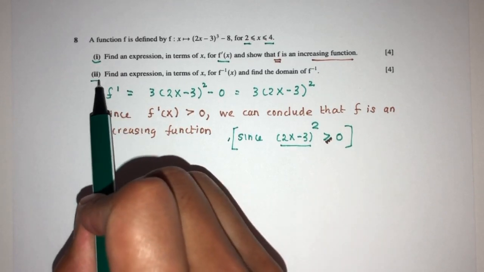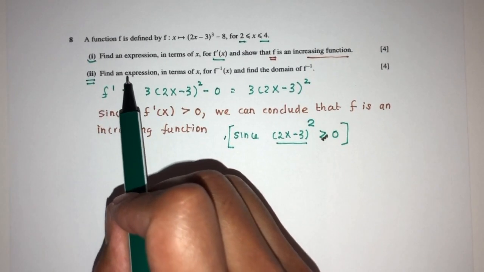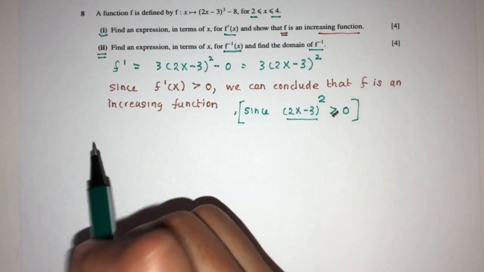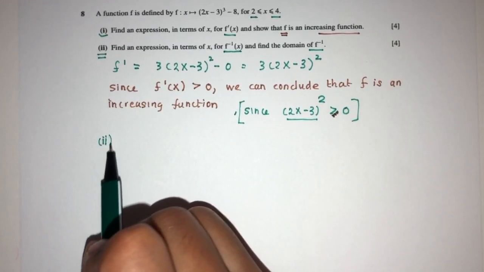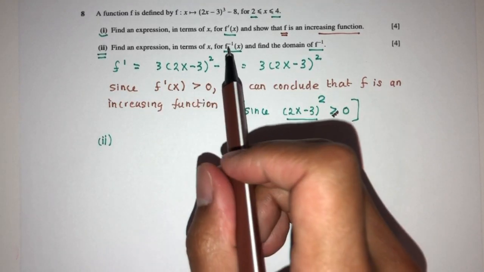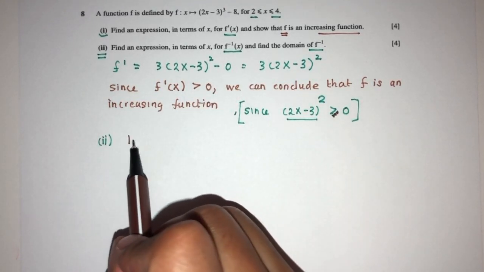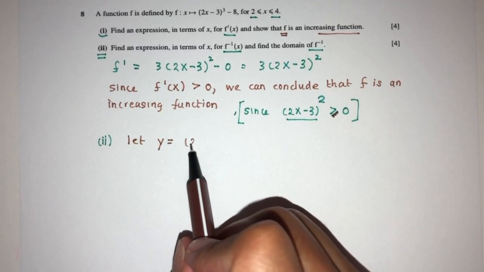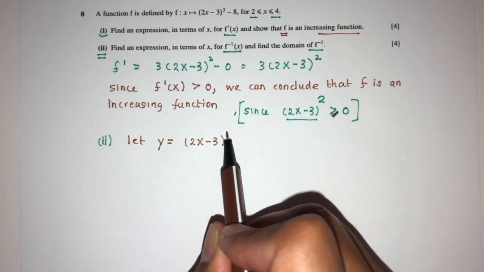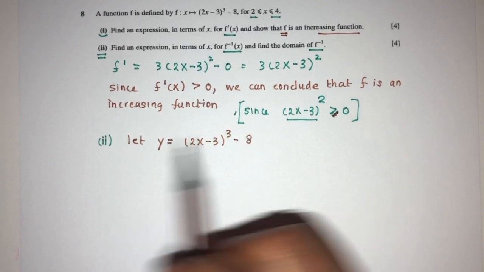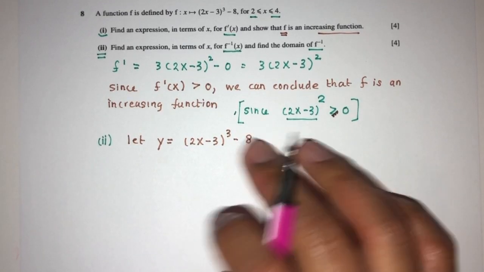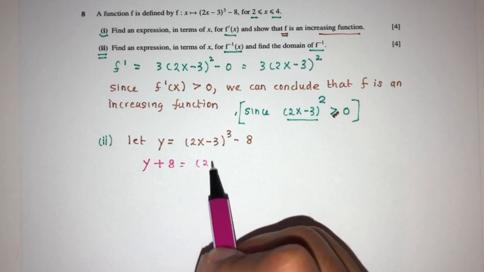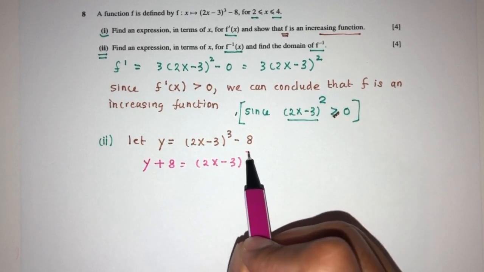Now part 2: we have to find an expression in terms of x for f inverse and find the domain of f inverse. So pretty easy, one by one. In terms of x, first for f inverse, we let y equal to f, that will be (2x minus 3) cubed minus 8. Simplify. Send this over here, you will have y plus 8 equal to (2x minus 3) cubed.